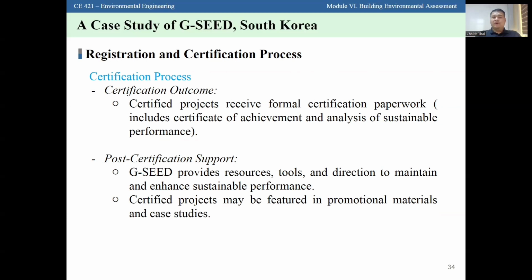Next is the certification outcome, where GSEED will certify the project and provide the formal certification paperwork, including the certification achievement as well as the analysis of sustainable performance. After that, there is also post-certification support from GSEED, where they will provide more resources, tools, and direction to maintain and enhance the sustainable performance of the building, as well as to certify other projects that have been featured in promotional material and in other case studies.